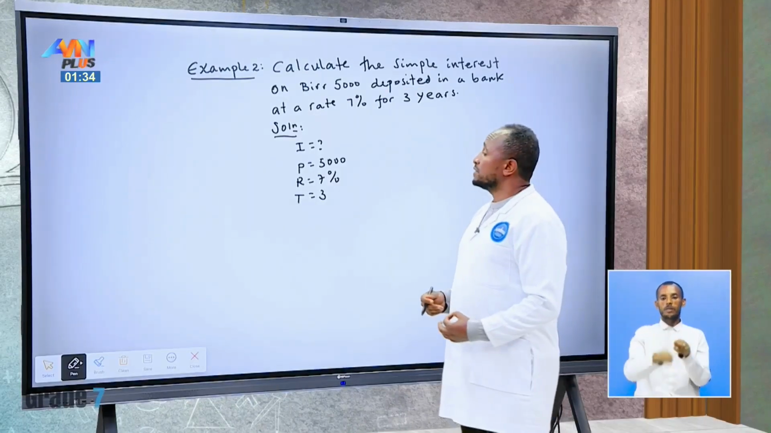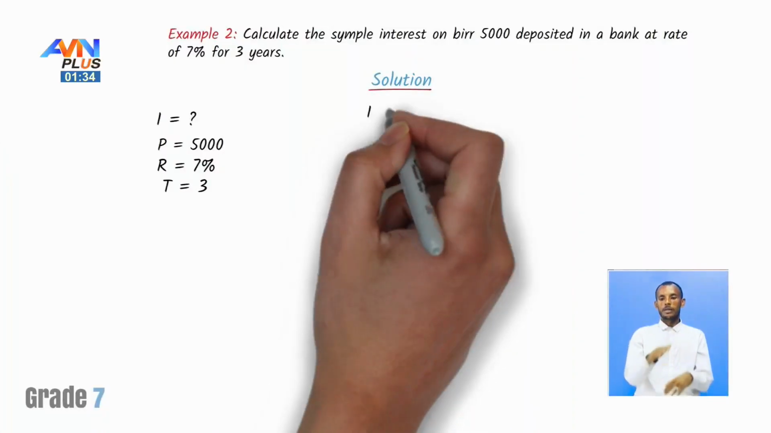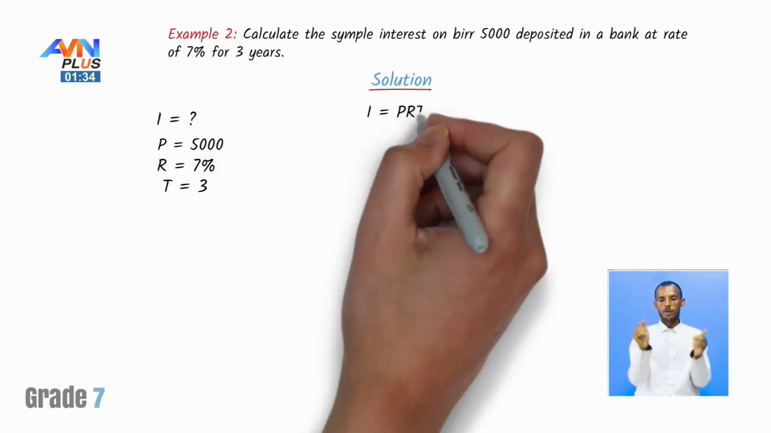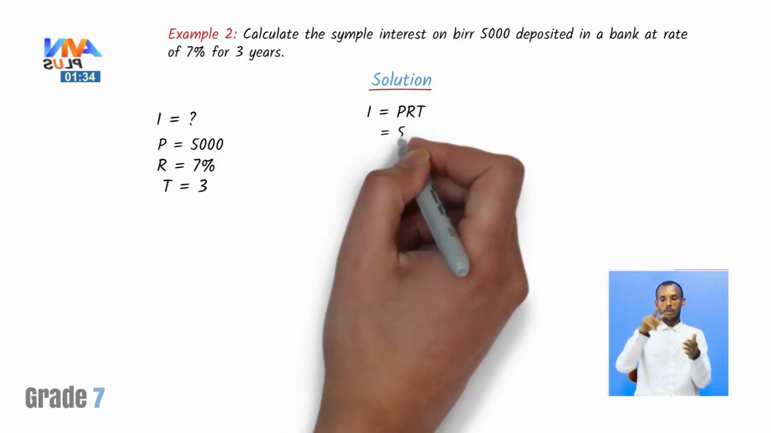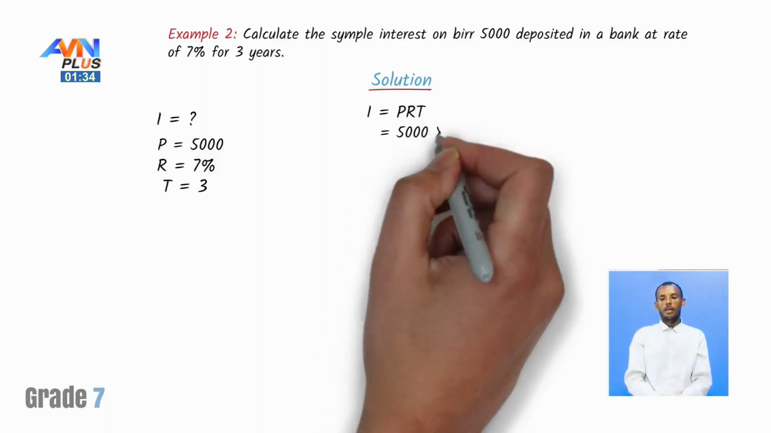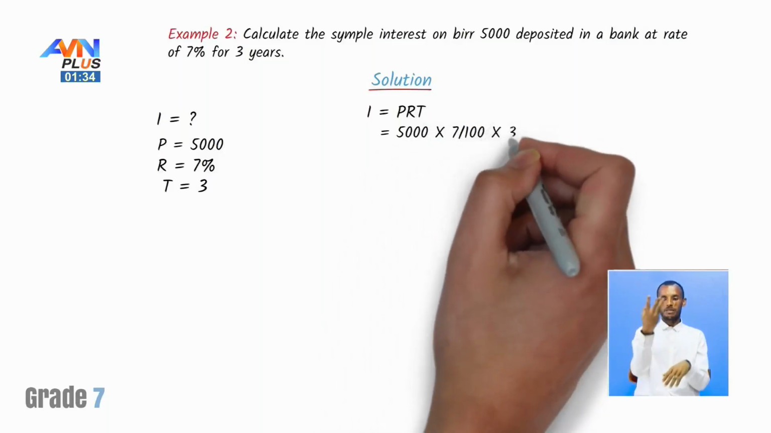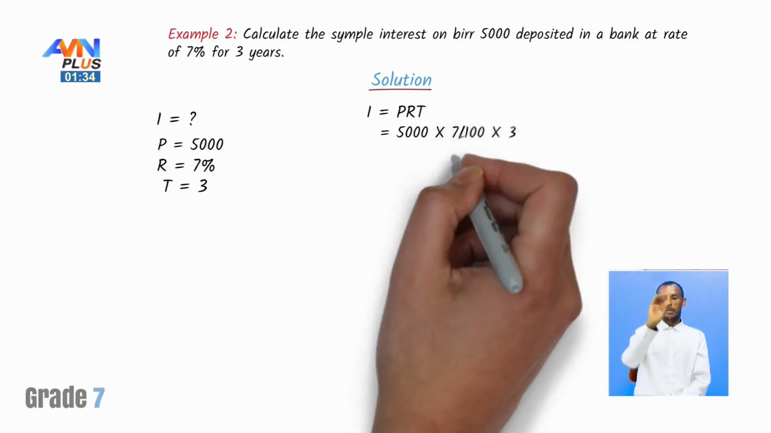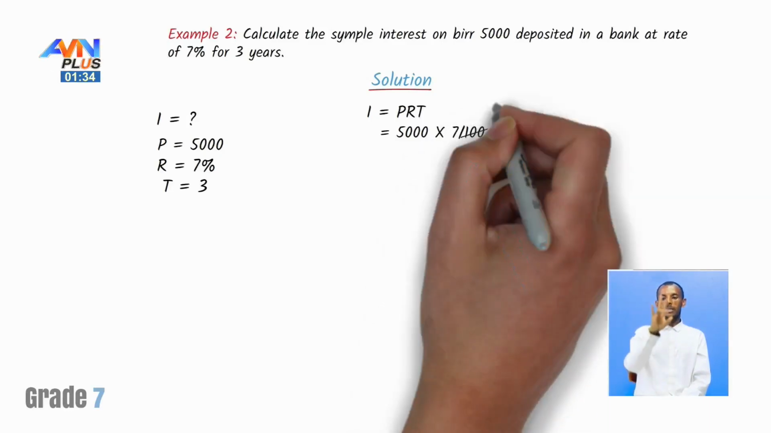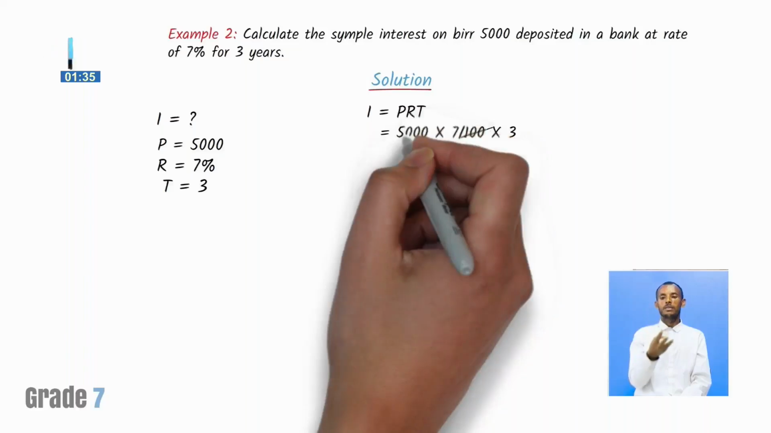So the simple interest is given by, as we derived the equation earlier, simply we can use this equation. Simple interest is equal to PRT. So this will be equal to the principal, 5,000, times the interest rate, 7%, 7 over 100, times the time period, 3.